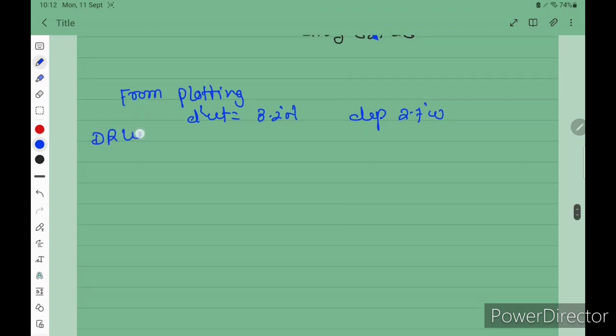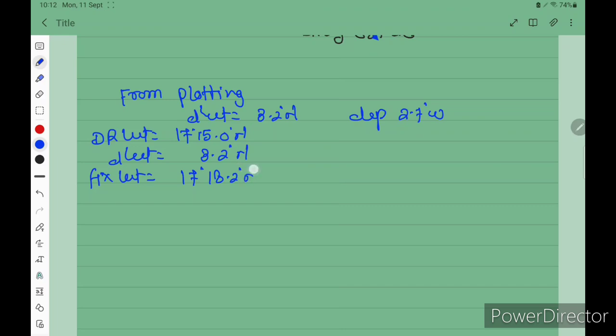So DR latitude 17 degrees 15 minutes 0.0 north, d-lat 3.2 north. So fix latitude we get 17 degrees 18.2 north. We have to add. Now we have to calculate mean latitude. Both are the same name, so add and divide by 2, 17.3.